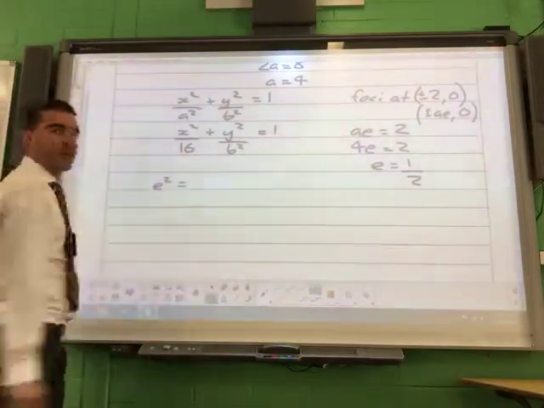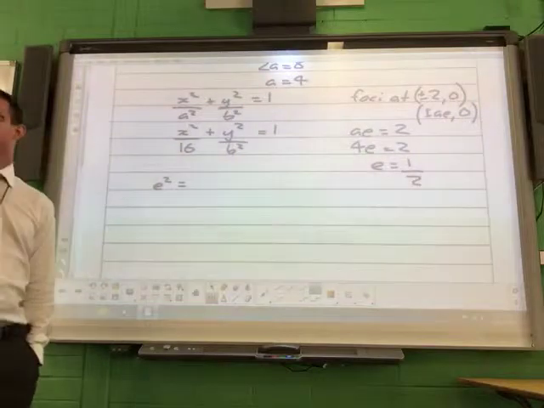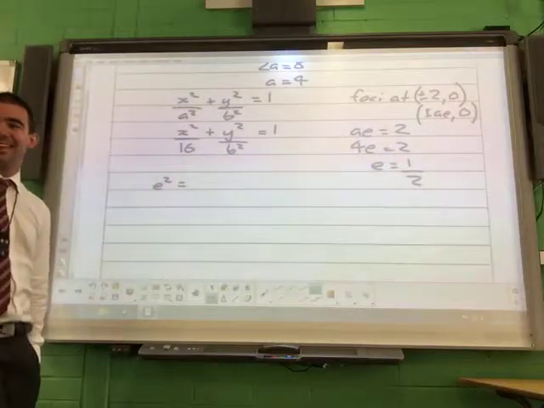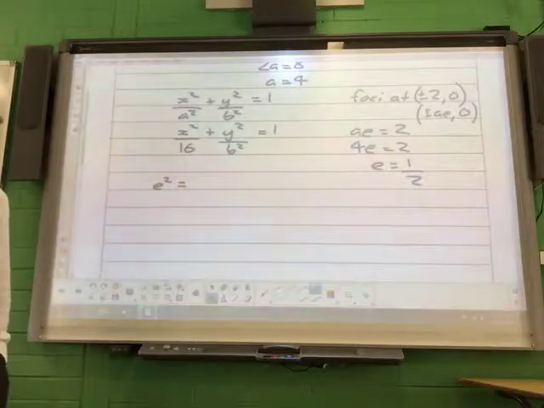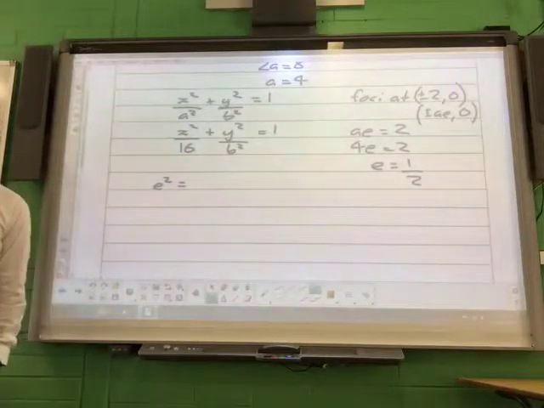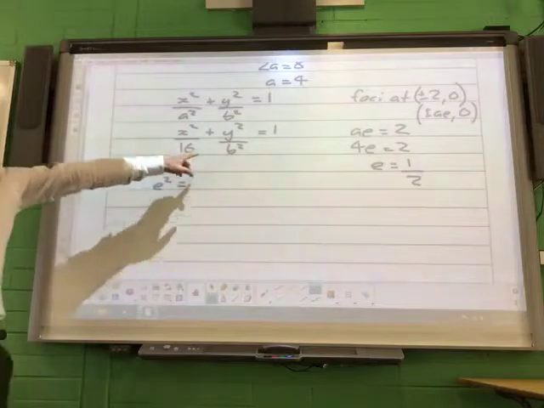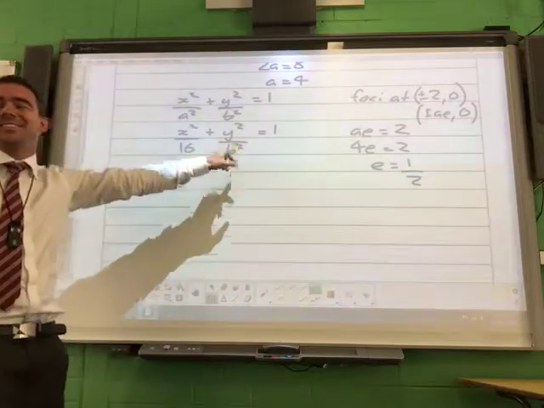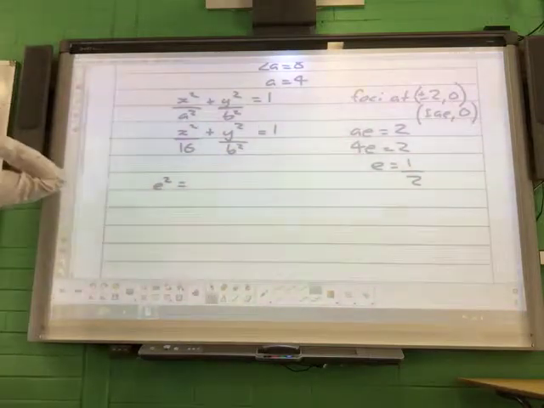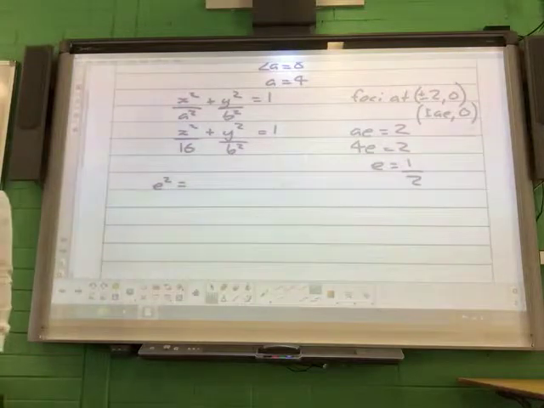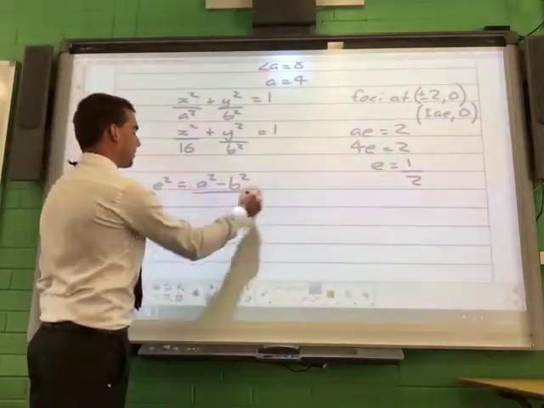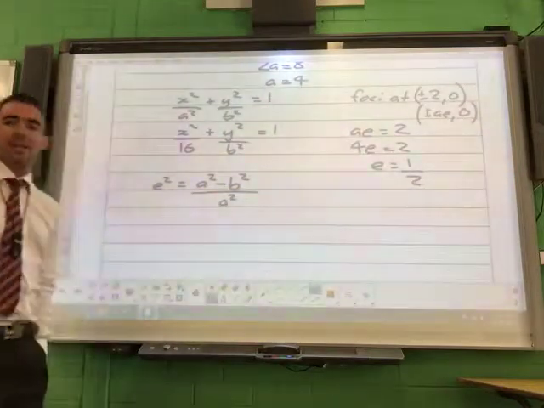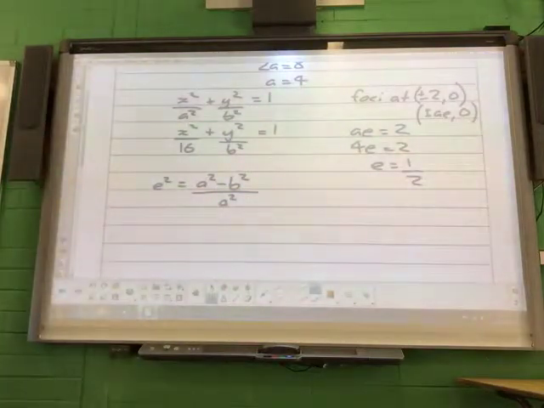So e squared equals... Your turn. Now I want to know the value for b. So we established e squared is a quarter, so now I want to know the value for b. Remember that formula? The formula sheet will be very handy because there'll be quite a few of these formulas coming.